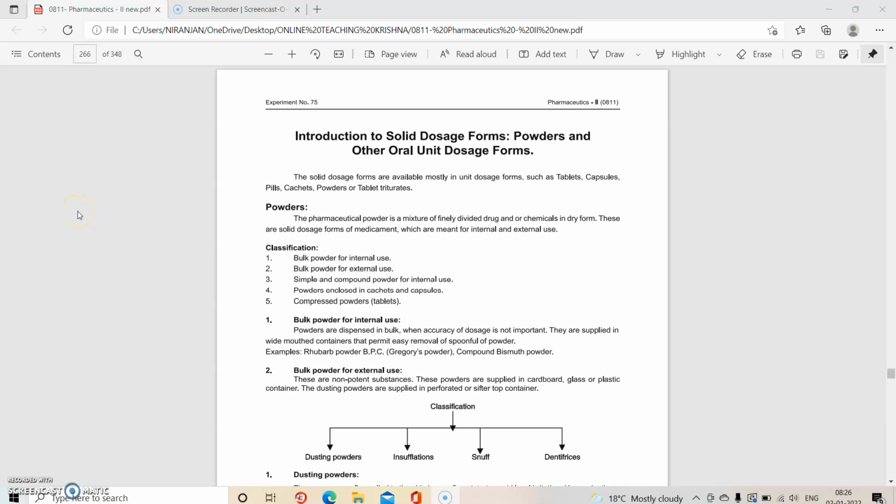Hello students, today we are going to perform experiment number 76 and 77 in the Pharmaceutics 2 practical. These two experiments are related to powders. The title of the experiment is to prepare and submit the powders. So we will first see the introduction about the powders. We have already learned the theory related to the powders in the classroom.